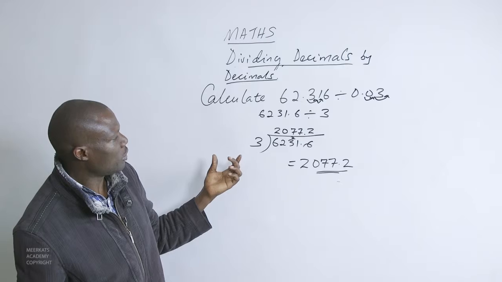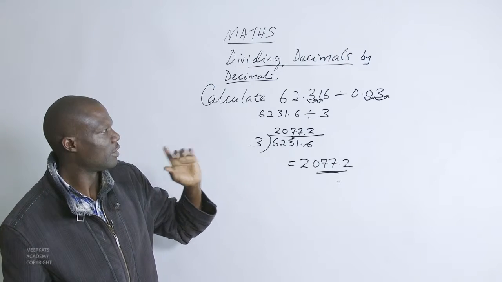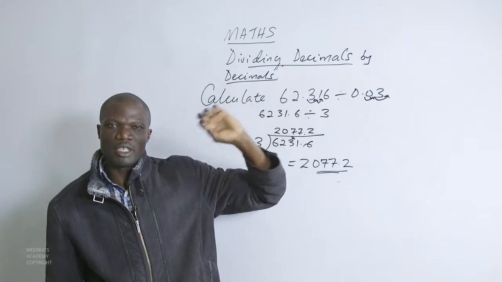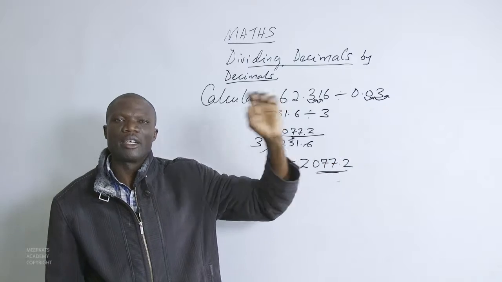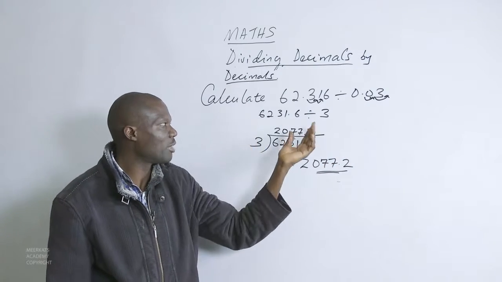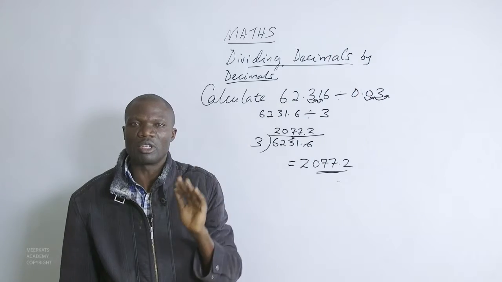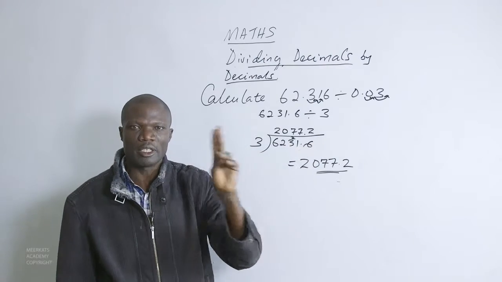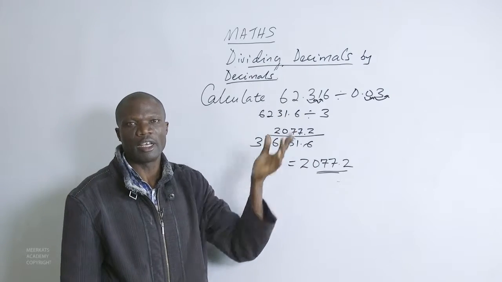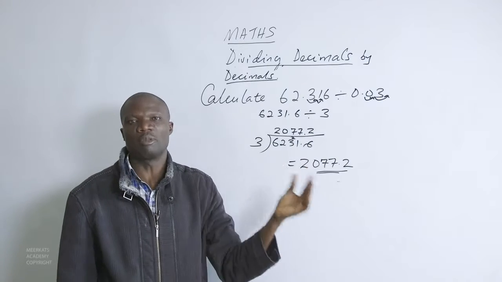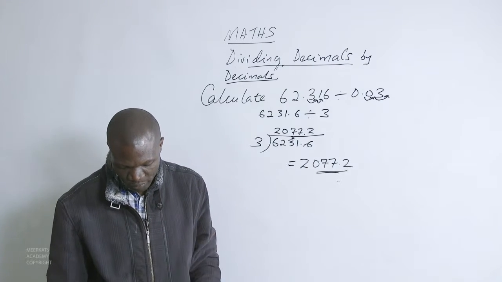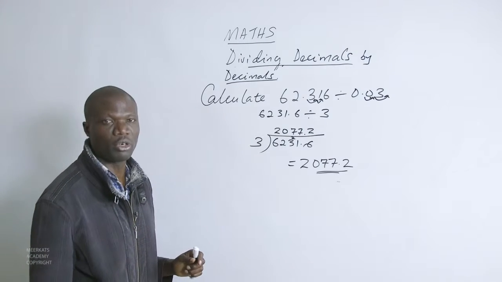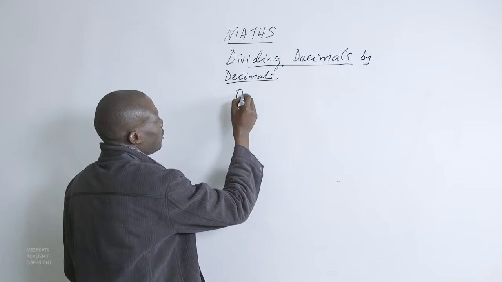So what we notice here is this. The divisor was a decimal. We made it a whole number. And to make it a whole number, the decimal point moved to the right twice. The same applied to the dividend. We moved the decimal place twice. That is how we arrived here and carried out the division in a normal way. So let us look at another one, much more detailed. 0.